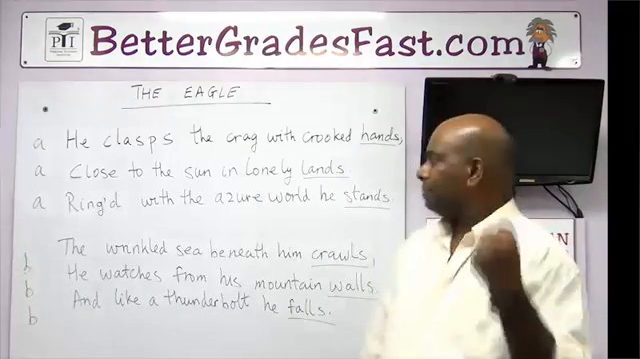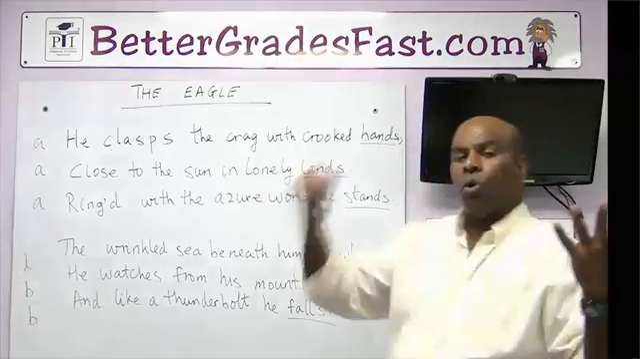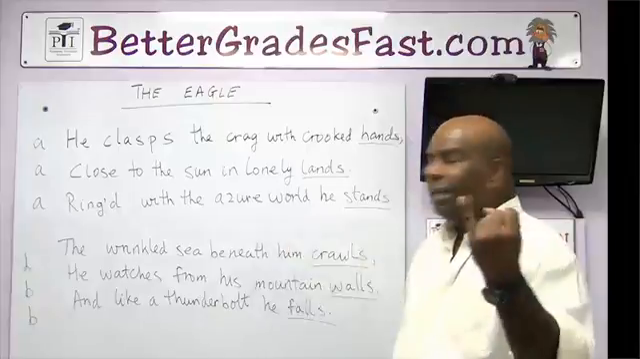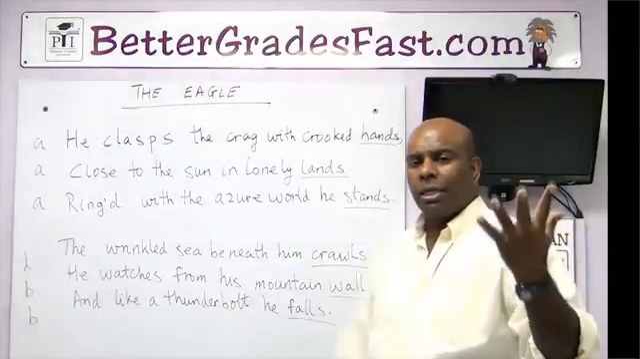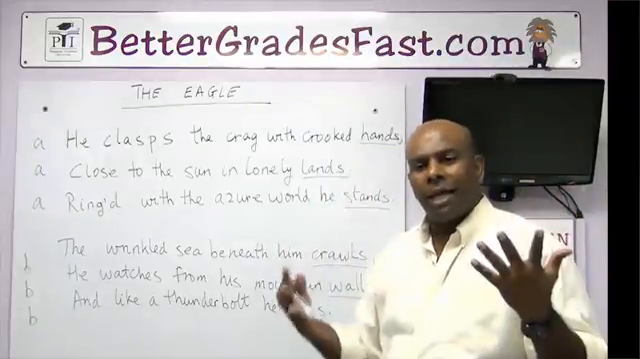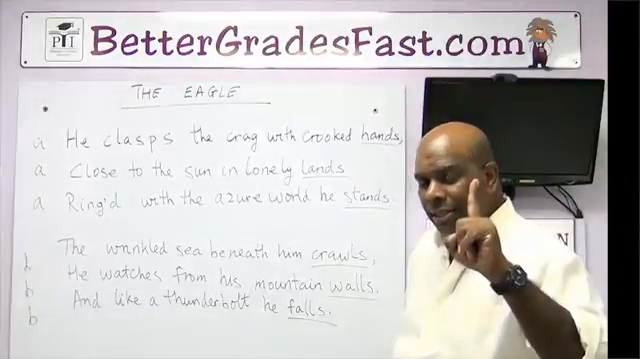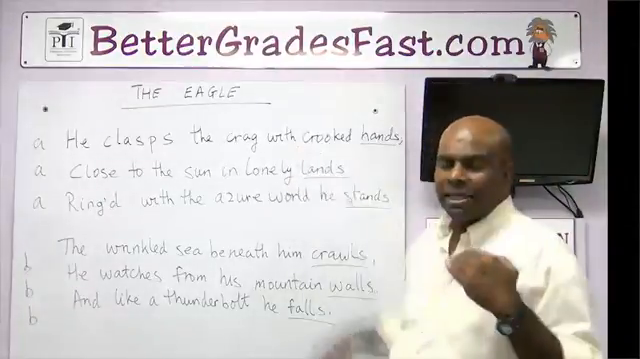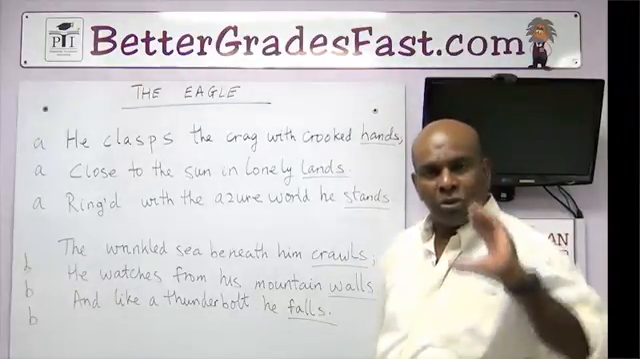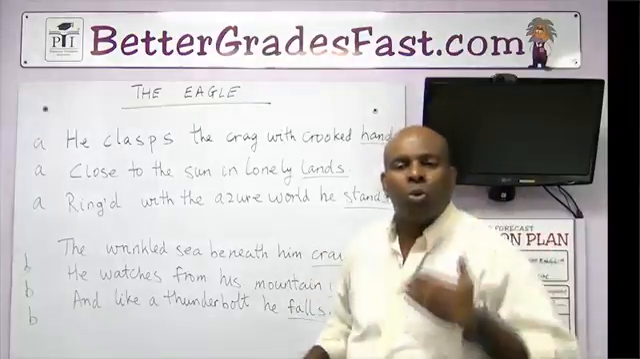Let's look at the second line. Close to the sun in lonely lands. 8 syllables again. Ringed with the azure world he stands. 8 syllables again. Every line has 8 syllables. But more than this, we don't read these lines, he clasped the crag with crooked hands. No, we put some stress on some syllables, and some syllables we don't put stress on.